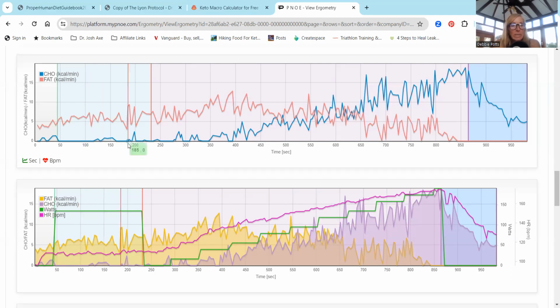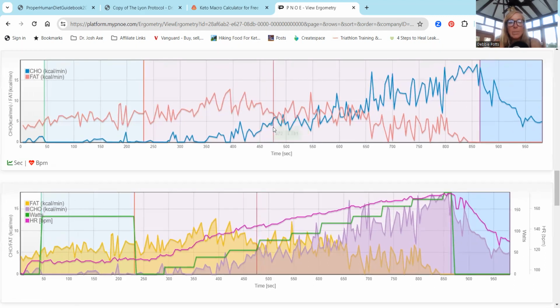So this is someone's exercise test. You can see as we go, the blue line's carbohydrate starts to increase as we increase the intensity every minute. You can see that fat is high around here, and then we start to drop down. And then look at this, the metabolic crossover point. We talk about that switching, metabolic switching, moving from fat as the main fuel source to carbohydrates.